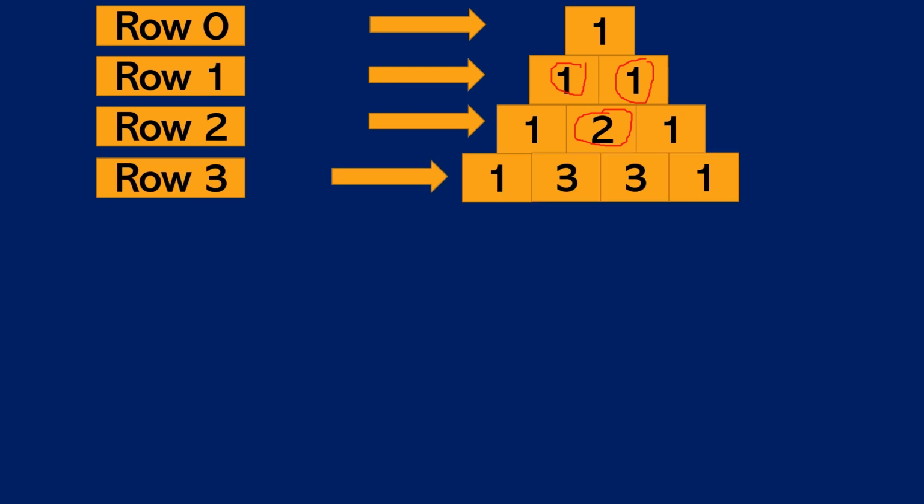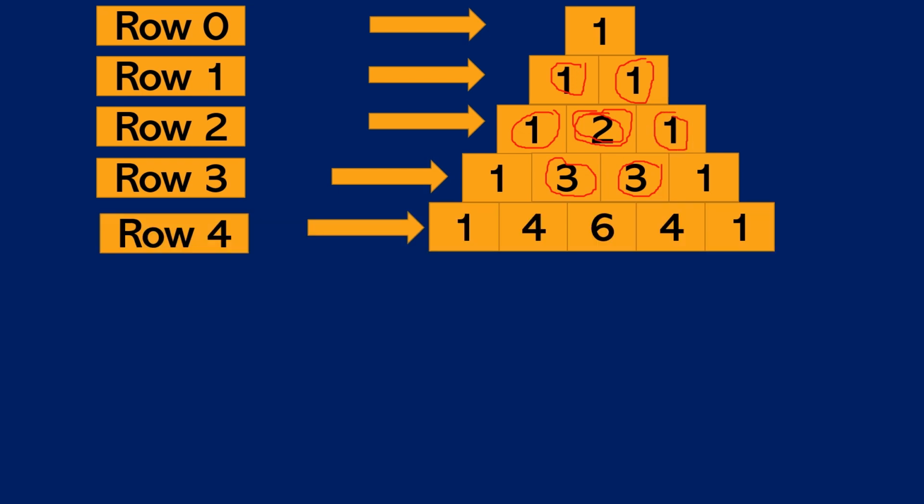Now, if you look at row 3, you have a 1 on the left-hand side. So notice the pattern. It always starts with a 1 and ends with a 1. And then the middle terms are obtained by adding the terms on top. Like, for instance, this 3 is simply obtained by adding 1 and 2. And this other 3 here is obtained by adding the 2 and 1 above. If we move to row 4, like I said, the first and last terms are always 1. And then the middle terms are obtained by adding the terms on top together.